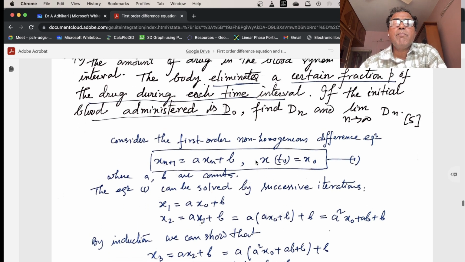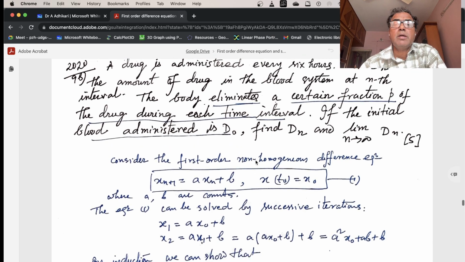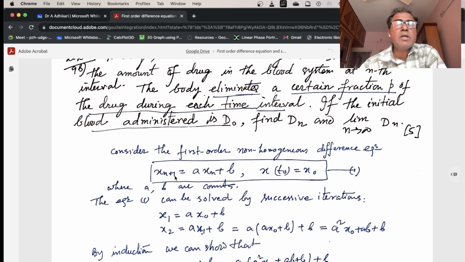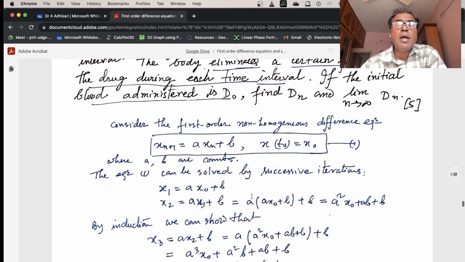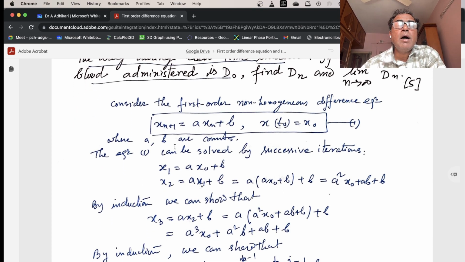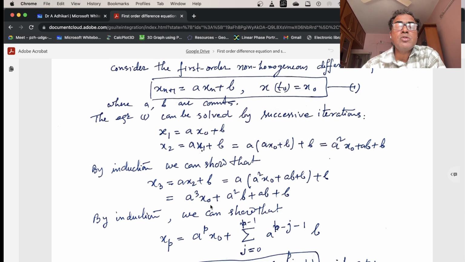Consider the first order non-homogeneous difference equation x_{n+1} equal to a x_n plus b, with initial condition x_{t0} equal to x0. This is the non-homogeneous first order difference equation where a and b are constants. Equation 1 can be solved by successive iteration: put n equal to 0, n equal to 1, and so on. So we get x1 equal to this, and x2 equal to a square x0 plus ab plus b, and x3 equal to a cube x0 plus a square b plus ab plus b.